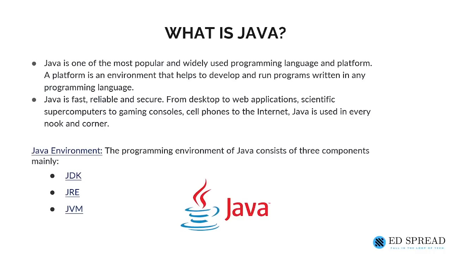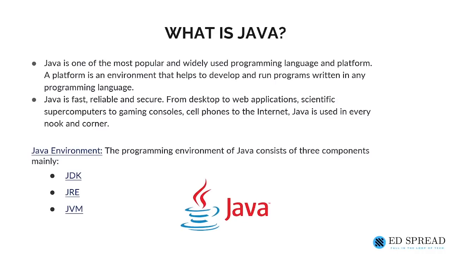So first, let us see what is Java. Java is one of the most popular and widely used programming languages. All right. So Java is a pretty old language, and it is known worldwide, and it is used by many of the experts, many of the developers, etc. Right. And a platform is an environment that helps to develop and run programs written in any programming language. Okay. So Java enables us to write code which will in turn turn into a game application or some kind of program. Okay, so Java is fast, reliable, and secure.